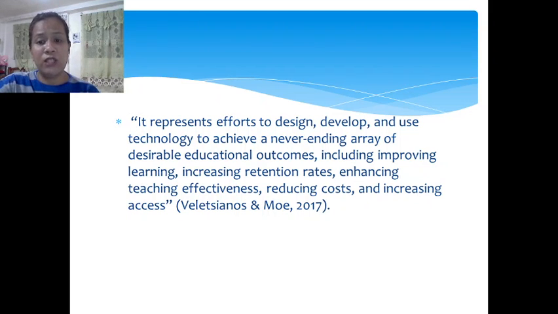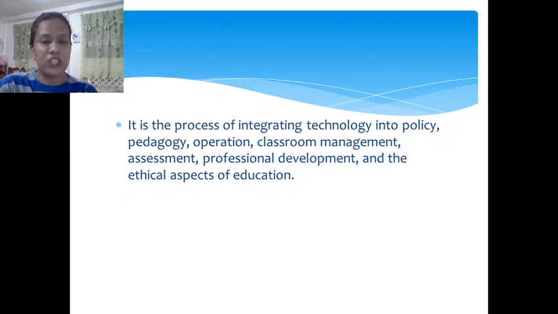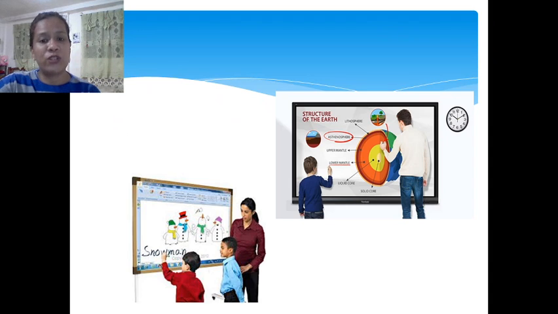Educational outcomes include improving learning, increasing retention rates, enhancing teaching effectiveness, reducing costs, especially time for teachers, and increasing access for both teachers and students, especially in this time of pandemic that we're having online classes. It is also the process of integrating technology into policy, pedagogy, operation, classroom management, assessment, professional development, and ethical aspects of education.